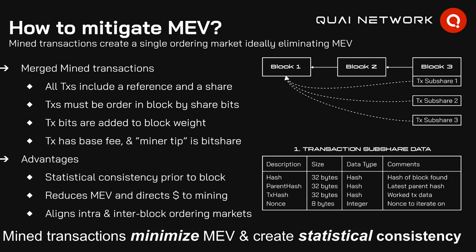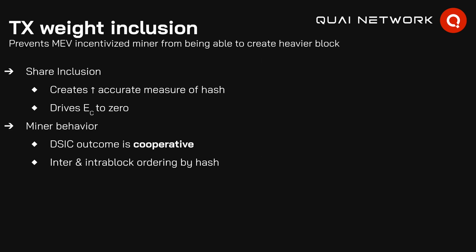So merge mine transactions minimize MEV, and they help create statistical consistency as well as reinforce DeSIC compatible behavior. So then the question is, with that overview, how do we actually execute all of these things in a mathematical way, I guess?